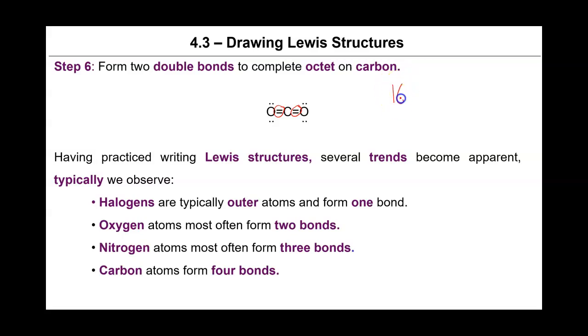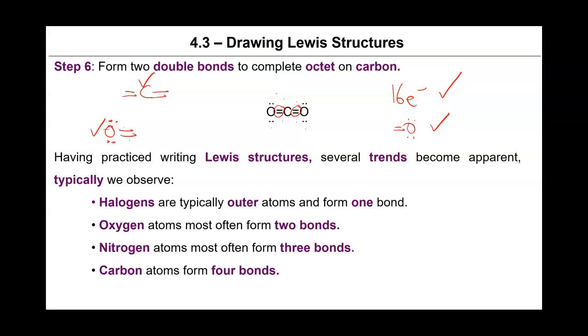So we wanted to use 16 electrons. If we count up the electrons, we can go 2, 4, 6, 8, 10, 12, 14, 16. So that is correct. And if I check the oxygen on the right, 2, 4, 6, 8, it has an octet. And if I check the oxygen on the left, 2, 4, 6, 8, it has an octet. And if I check the carbon that is in the middle, 2, 4, 6, 8, it has an octet.